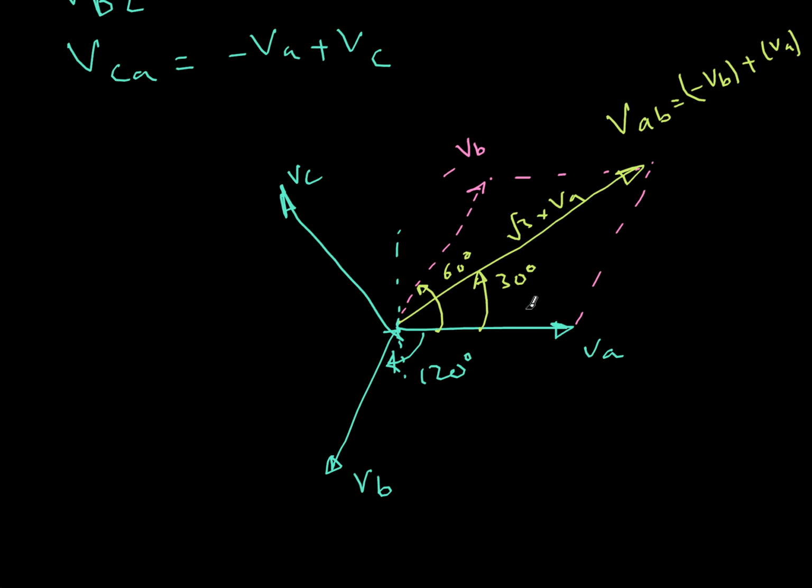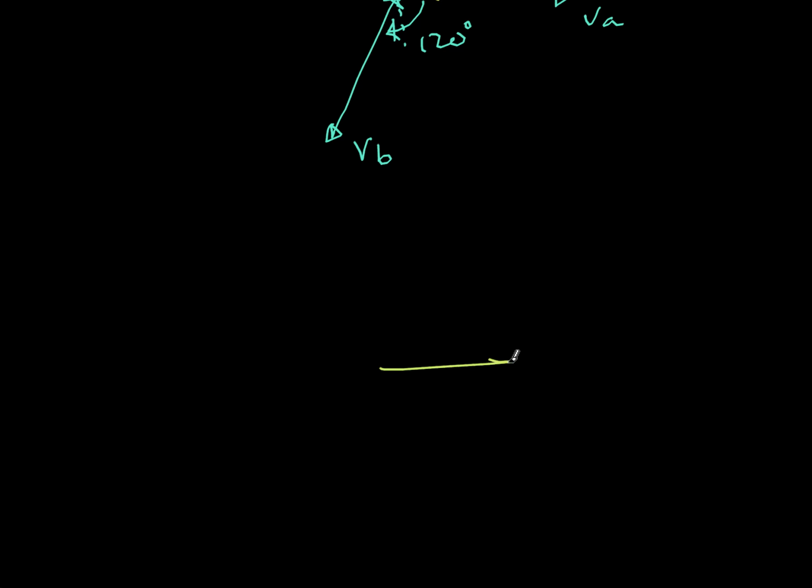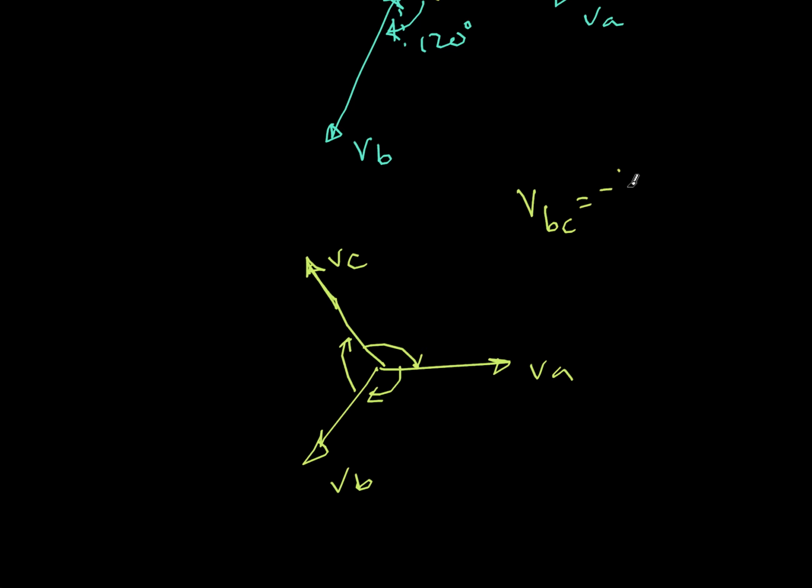Let's verify that. Again, this is my VA, this is my VB, and this is my VC. This is 120 degrees, this is 120 degrees, this is 120 degrees. So what is VBC? Nothing but minus VC plus VB. So I'll take the minus of VC, which is exactly opposite to VC, and these two have to add. When I add these two, I'll get a vector something like this.